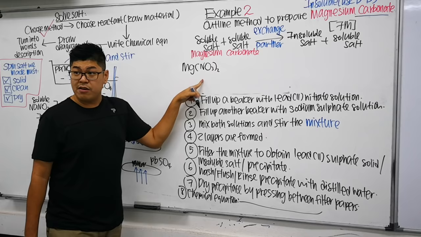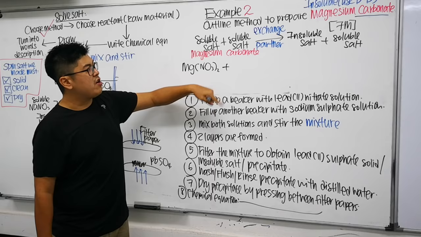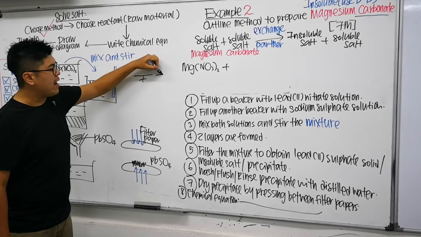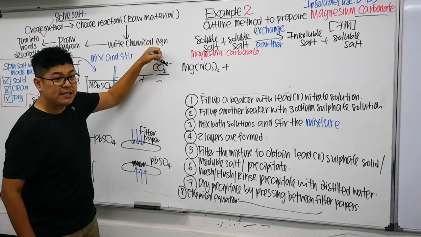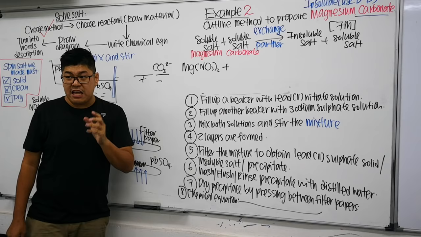I need one more raw material. This raw material is a soluble salt and consists of carbonate. And I know salts have plus and minus. Carbonate, I know, is negative. It's CO3 2 minus. Understand? So I already know who is the negative fella. So I need to find a positive ion to put here. The positive ion must be a soluble one.